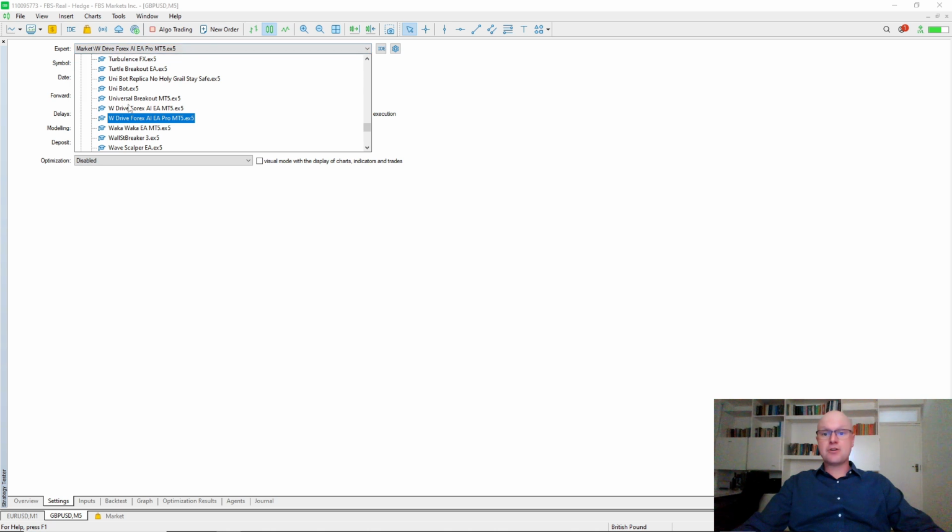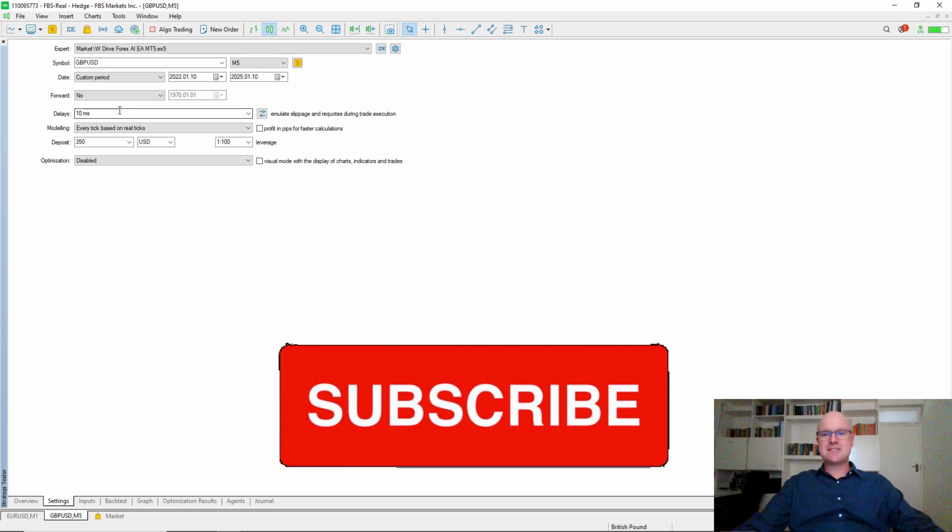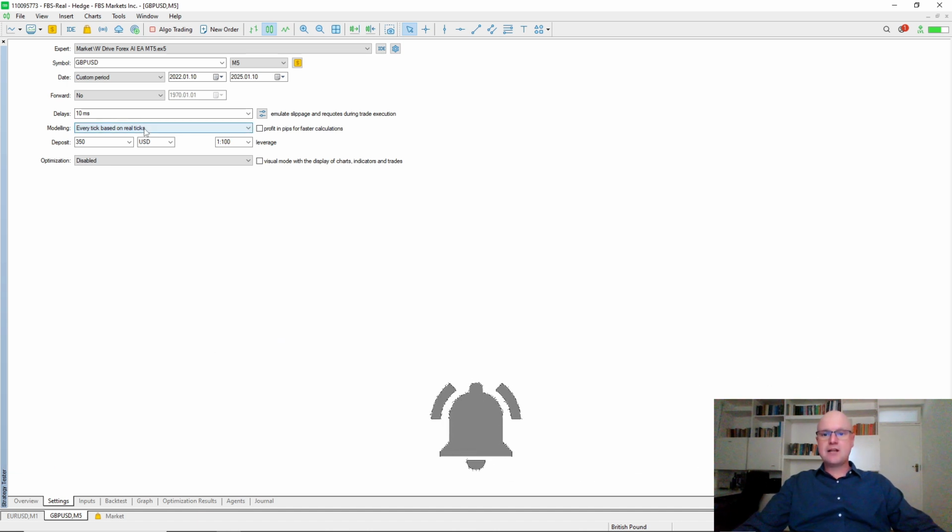I have downloaded both of the versions so we can look at the difference in settings. Now, the symbol that I was testing on is the GBP USD, or the British pound against the US dollar, on the 5-minute time frame. And I was testing since the 10th of January 2022 until the 10th of January 2025 using a 10 millisecond delay, and the modeling quality is every tick based on real ticks, which is the best modeling quality to use for your backtesting.